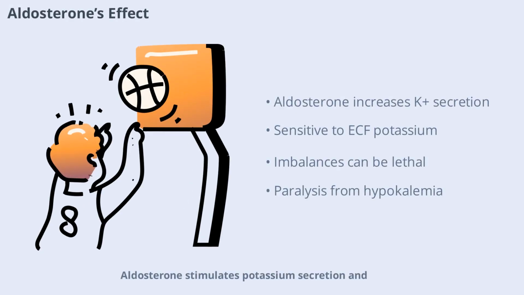Aldosterone stimulates potassium secretion and sodium reabsorption by principal cells. Adrenal cortical cells are directly sensitive to potassium content in extracellular fluid. Increased potassium in the adrenal cortex causes aldosterone release, which increases potassium secretion. Abnormalities in aldosterone can cause swift and lethal hyperkalemia or severe hypokalemia, leading to paralysis.